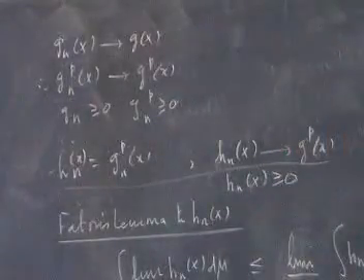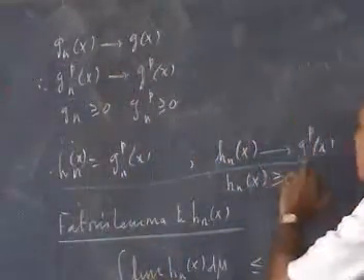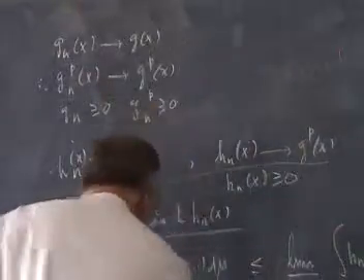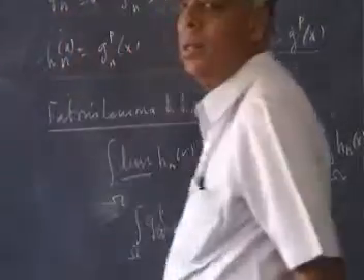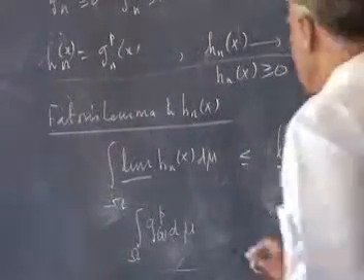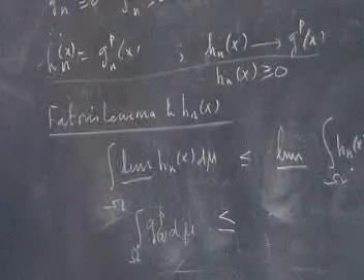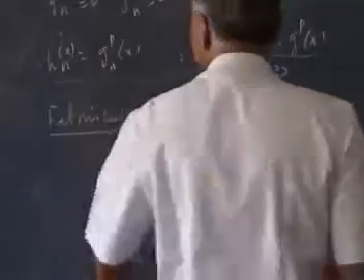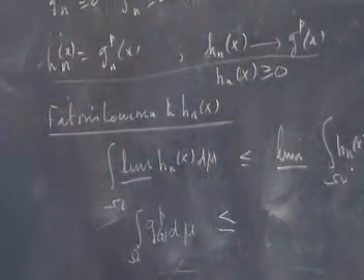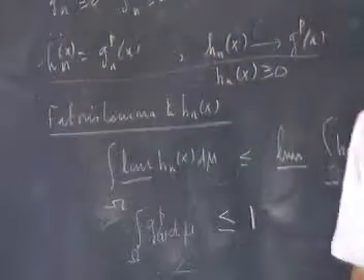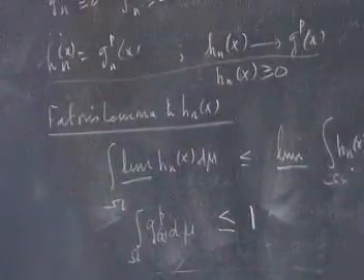Now I am going to look at each one of these sides separately. Since hn converges to g to the power of p, the lim inf is the same as the limit, which is g to the power of p. So the integral of g^p d mu is less than or equal to this quantity. But what is this quantity? That was hn(x) equal to gn to the power of p, and the integrals of gn to the power of p are all less than 1, so the limit will be at most 1. So what does that say? That says g is also in Lp, because g to the power of p is integrable.